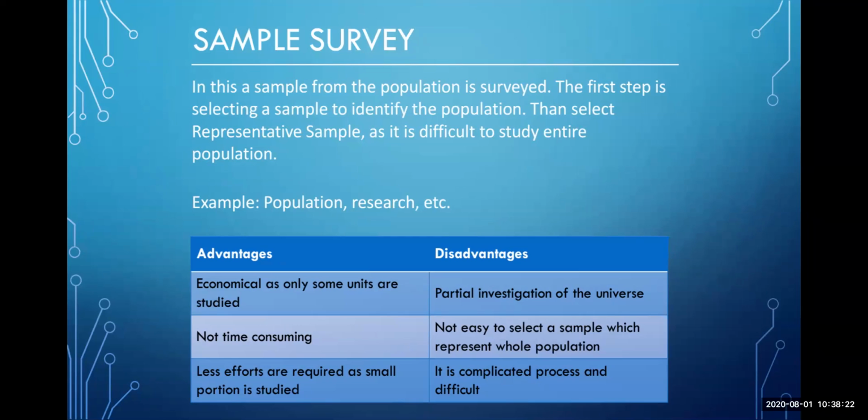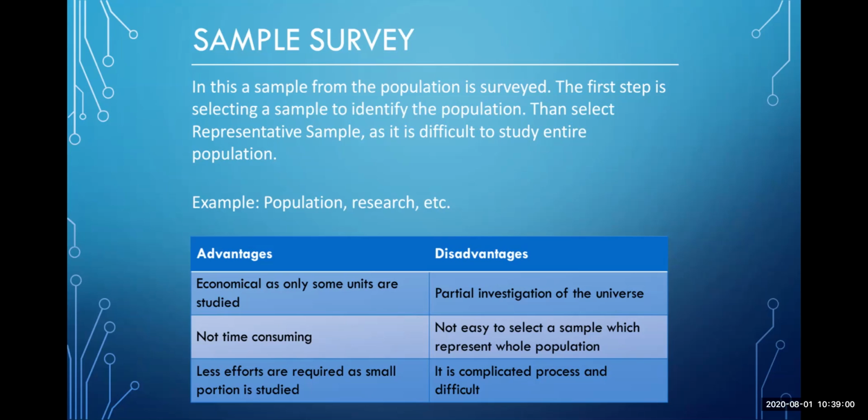The first step is selecting the sample, to identify the population. So first you need to identify to whom or from whom you want the data. Then select a representative sample, as it is difficult to study the entire population. Just now I said that it is very difficult to study the entire population. So we'll just take a representative sample, and from that we will come to a conclusion about the majority of the population. Next, let's move on to the advantages and disadvantages of sample survey.